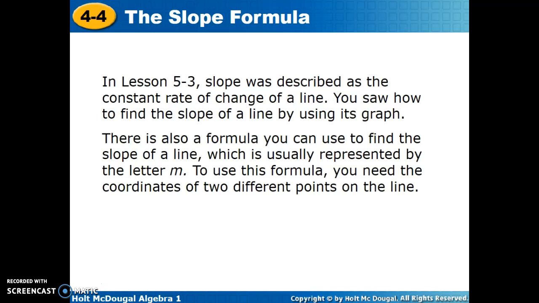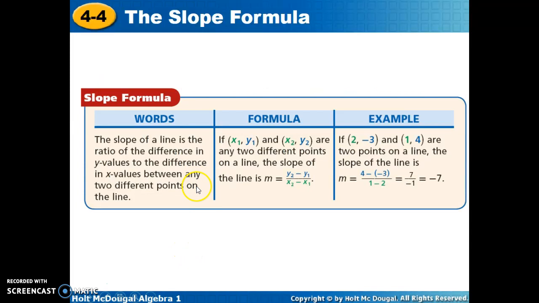There's also a formula that comes in handy, usually represented by the letter M. When we talk about slope in a formula, its place is held by M. And that's because we've talked about the French word monter, which means to ascend. That's where the M came from. To use this formula, you need the coordinates of two different points on the line.